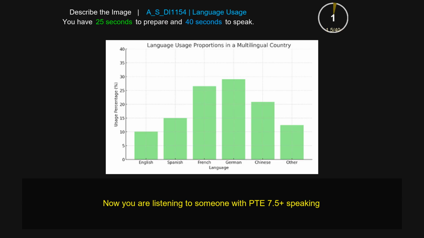The bar graph giving information about language usage proportion in a country. On the x-axis mentioned language English, Spanish, French, German, Chinese, other. On the y-axis highlighted usage percentage 0, 5%, 20%, 15%. The highest area is covered by 30%, which is of Germany. The lowest area is covered by 5%, which is of the English. Overall, the bar graph giving information about language usage proportion in a country.